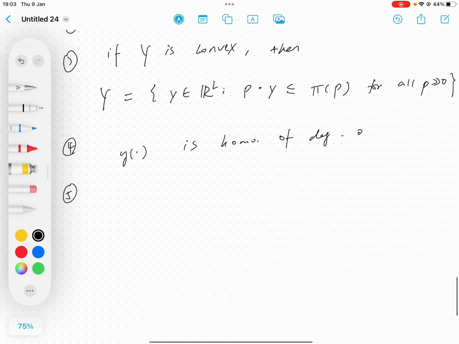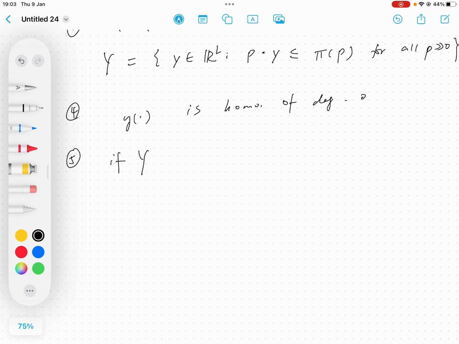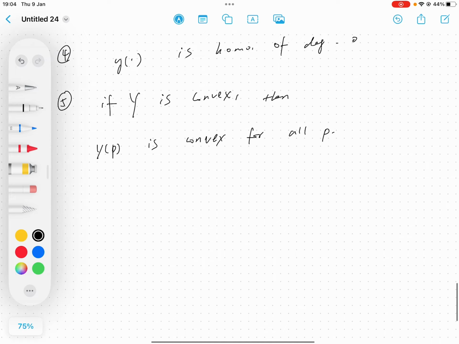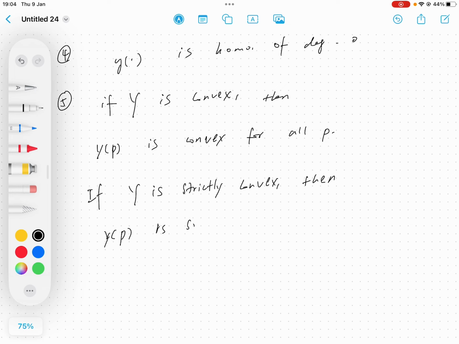Number 5, if capital Y is convex, then little y of p is convex for all p. And furthermore, if capital Y is strictly convex, then y(p) is single valued. Exactly as before, as we studied in consumer theory, right?